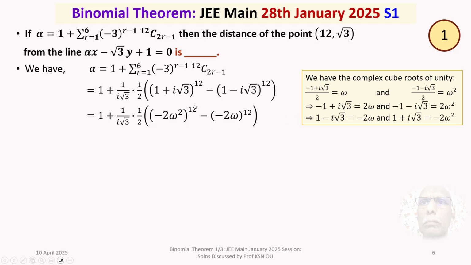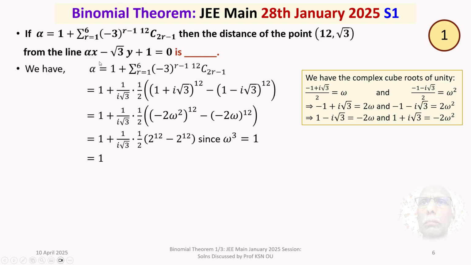Now omega square to the power of 12 is omega to the power of 24, and omega cube is equal to 1. Therefore omega to the power of 24 is 1. Omega to the power of 12 is also 1. So thus we get 1 plus 1 by i root 3 into 1 by 2 into 2 to the power of 12 minus 2 to the power of 12. The 2 to the power of 12 cancels and we will get 0. So 1 plus 0 is 1. So the answer for alpha is 1.